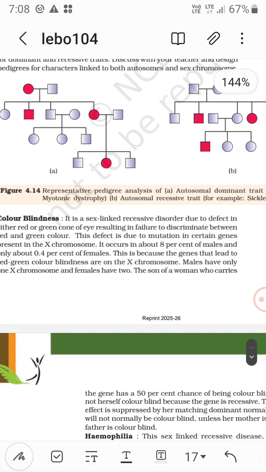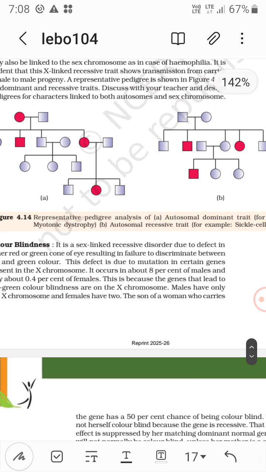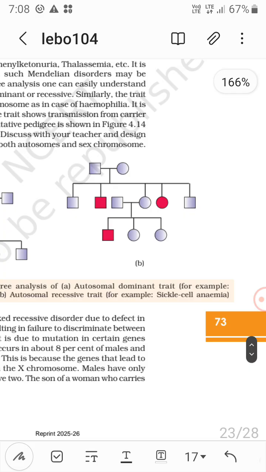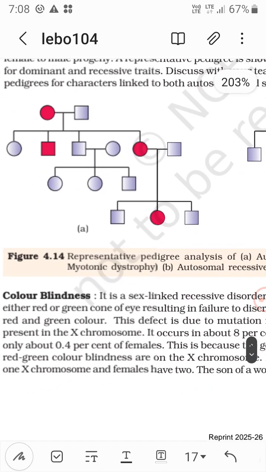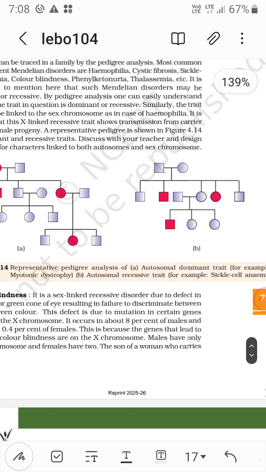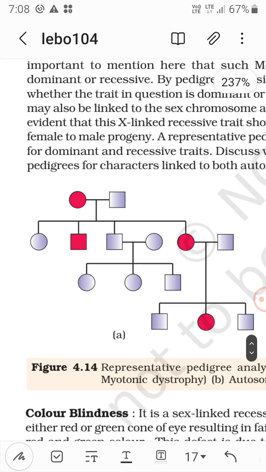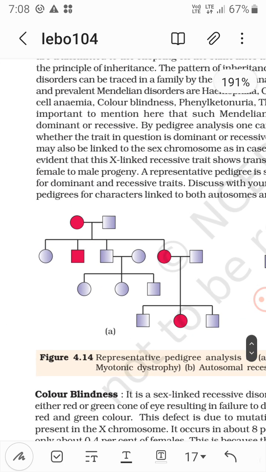So here is a representative pedigree analysis of an autosomal dominant trait, for example myotonic dystrophy, and an autosomal recessive trait, for example sickle cell anemia. So you can see this is the pedigree analysis of sickle cell anemia. And then there is the autosomal dominant trait, for example myotonic dystrophy. As you can see, the female is affected, the male is affected now, and their progeny.